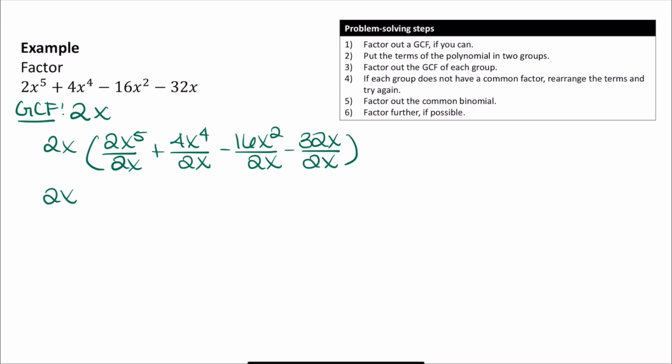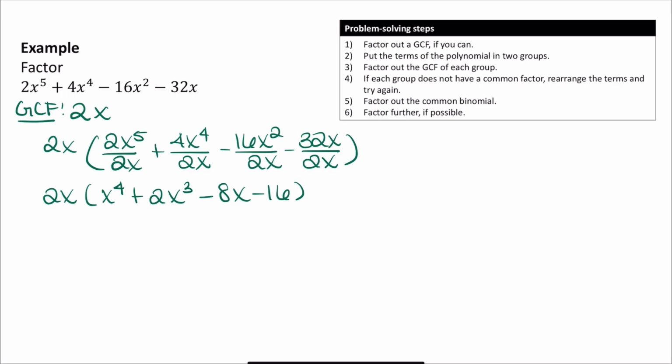And so that's going to give me 2x times, this first term is going to simplify to x to the 4th. 4x to the 4th over 2x is going to become 2x cubed. Minus 16x squared over 2x is going to become minus 8x. Minus 32x over 2x is going to become minus 16. So now I need to work on factoring these 4 terms I have on the inside.